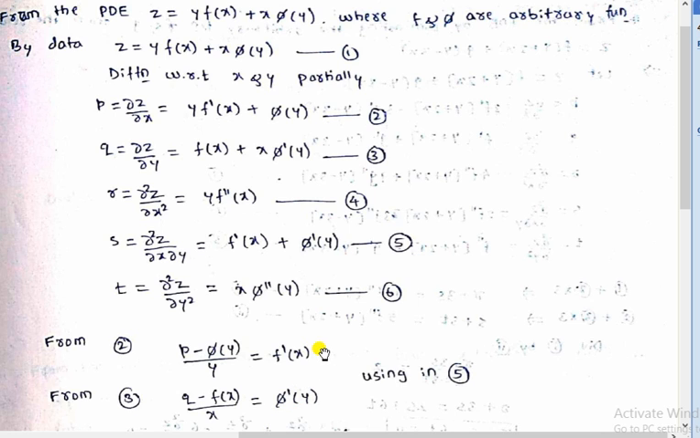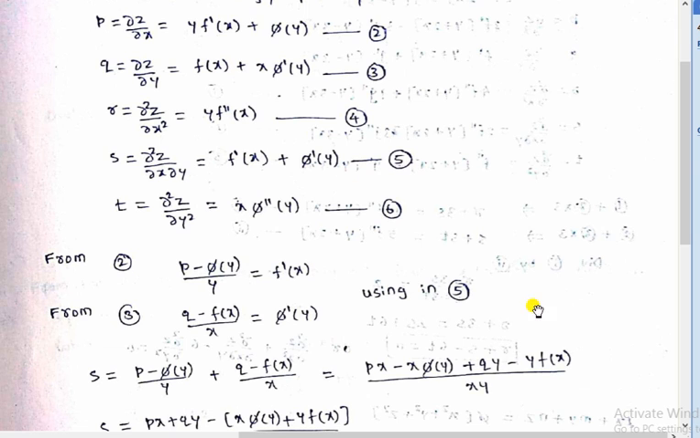And then substitute f dash of x and phi dash of y in equation number 5. So equation 5 becomes s equal to f dash and phi dash, that is p minus phi of y by y plus q minus f of x divided by x here. But here the LCM of 1 by y and 1 by x is xy. So cross multiply these two terms: p into x is px, minus x into phi y, plus q into y is qy, y into minus f x is minus y f x.